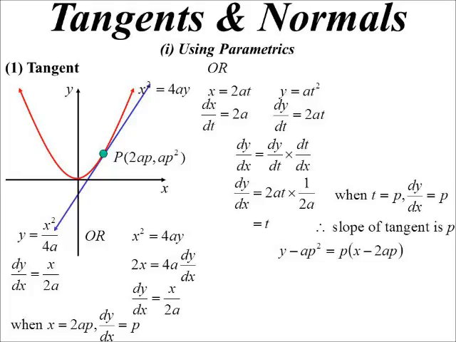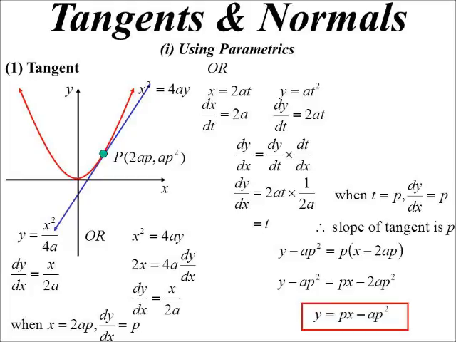So y minus y1 is equal to slope times x minus x1. Let's expand that out. y minus ap squared is px minus 2ap squared. I get y is equal to px minus ap squared. So there's a general equation for a tangent, and all I've got to do is substitute in the parameter, and I can find the actual equation. Okay.